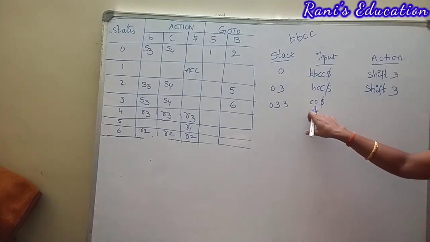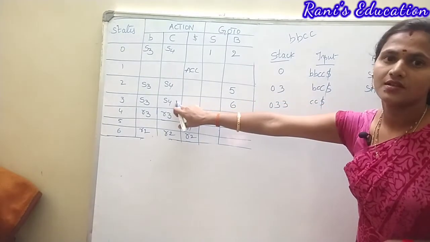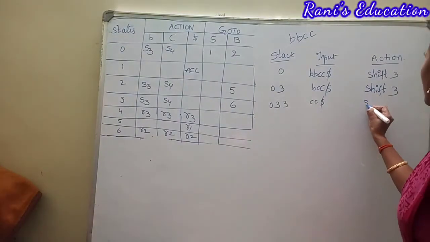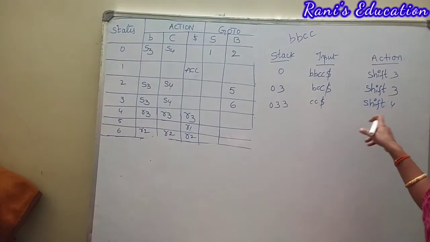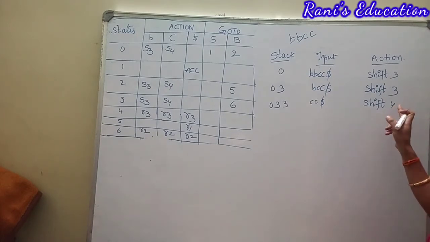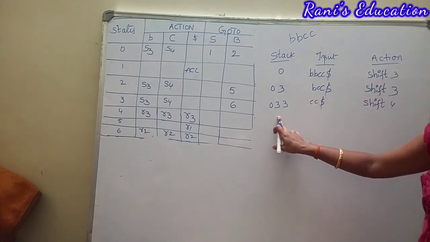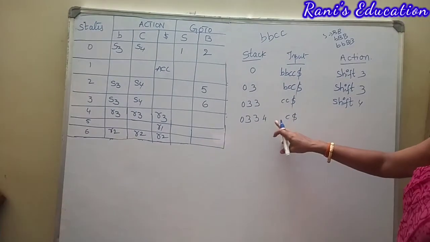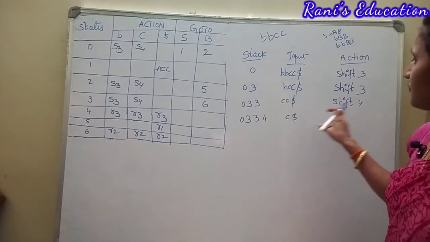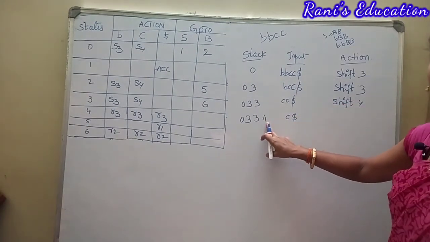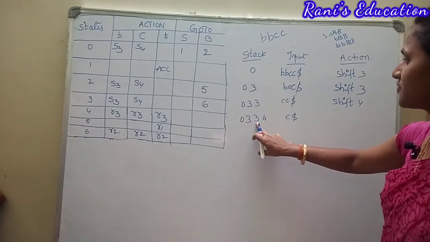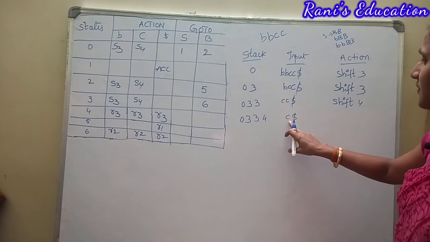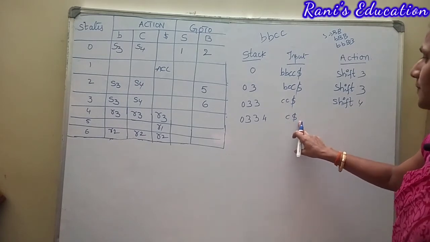What is 3 with C? That is shift 4. Whenever shift appears, the shift action is going to be performed. That particular number or input symbol is going to be shifted onto the top of the stack. So shift 4. Now 4 is shifted onto the top of the stack. Now the stack contains 0, 3, 3, 4, and the rest of the input is C followed by dollar.